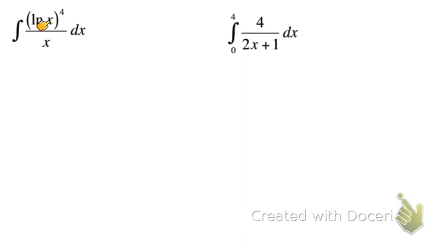Instead, let's look for other grouping symbols. So I do have parentheses in this case. Let's see what happens if I make u equal to ln of x. If I make u equal to ln of x, du is equal to 1 over x dx. And that is something I do have.